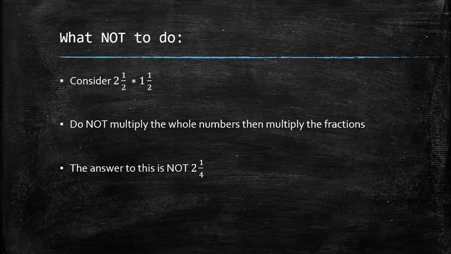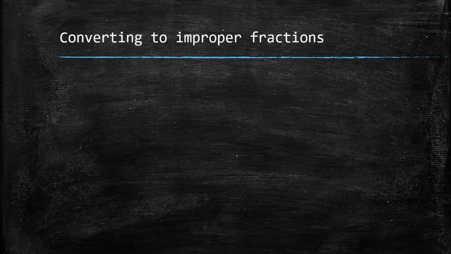I see it all the time though, so I'm warning you ahead of time. Do not do it that way. What we want to do is use improper fractions instead and then multiply. So let's do a quick refresher on how to convert to improper fractions.